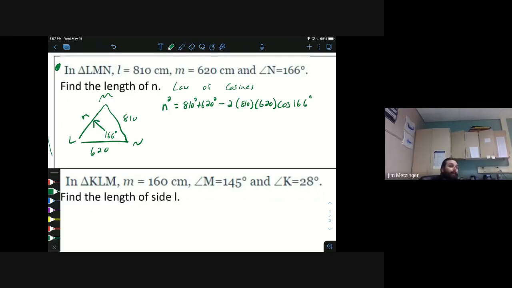So somebody type that in, tell me what we get for N. Make sure your calculator's in degree mode. It does matter here because you're putting a number inside of a trig function.